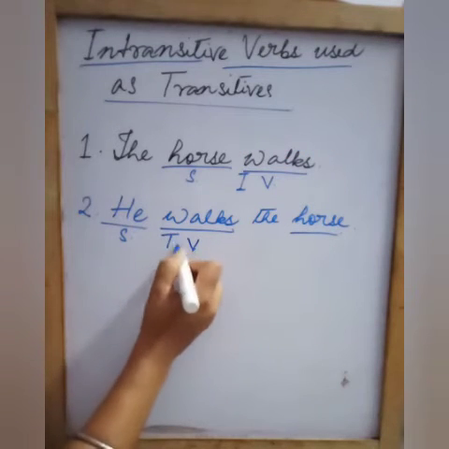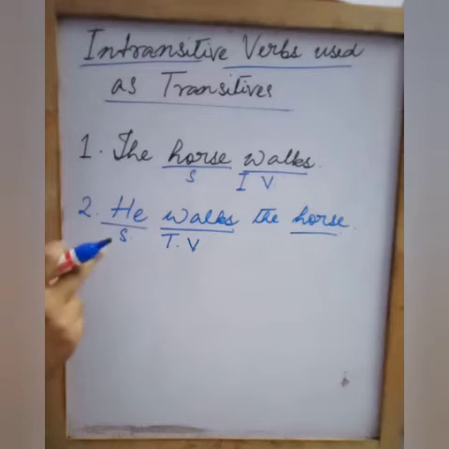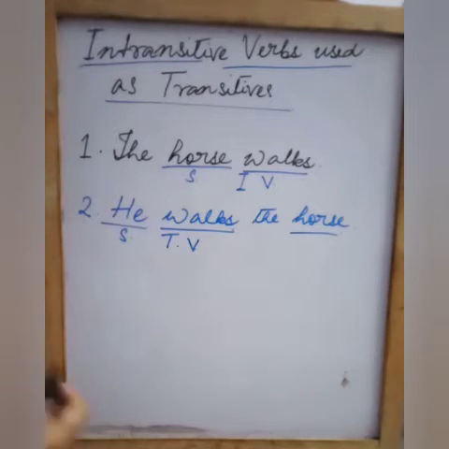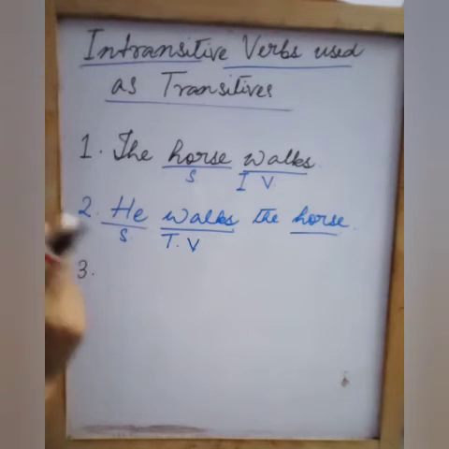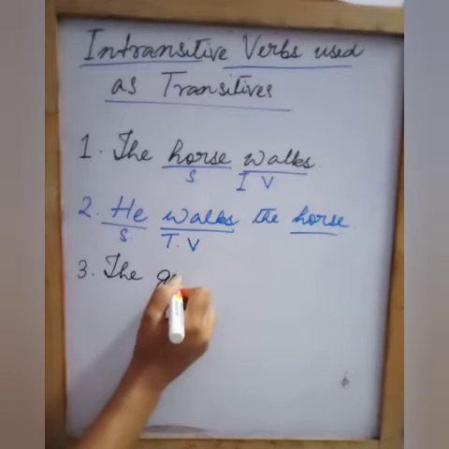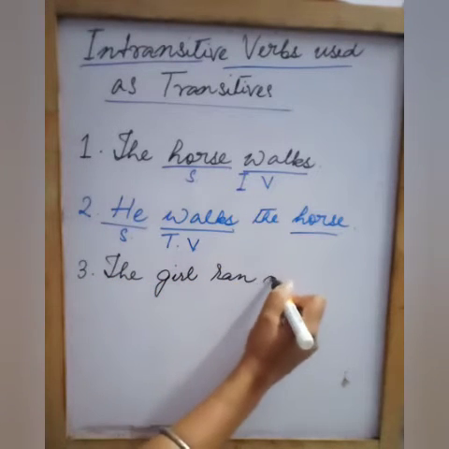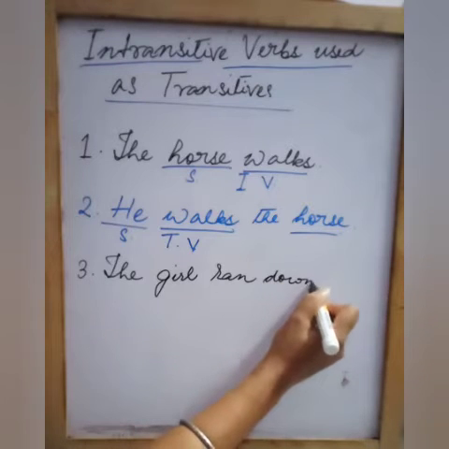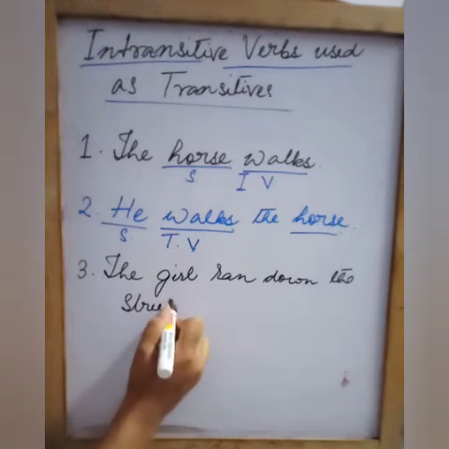So in this sentence this walks is becoming a transitive verb. Now let's see another example here. Say number 3. I'll write another sentence with an intransitive verb. The girl ran down the street. Fine. The girl ran down the street.